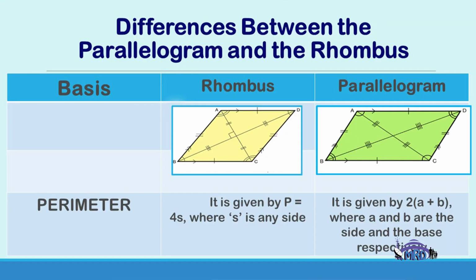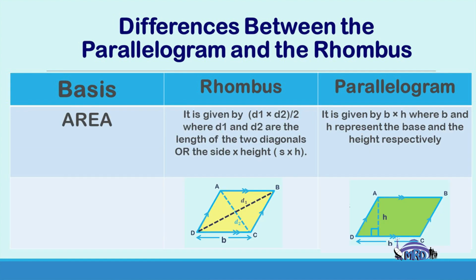The third property is the perimeter. The perimeter of the rhombus is given by perimeter equals 4 times the length of the side. With the parallelogram, it is given by 2 times (A plus B), where A and B are the sides of the parallelogram.